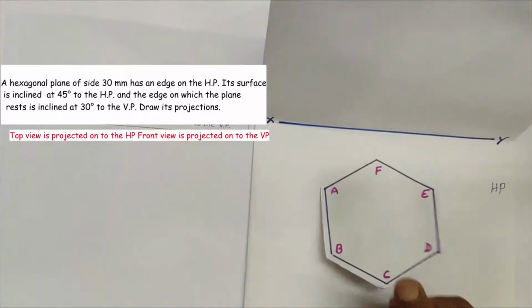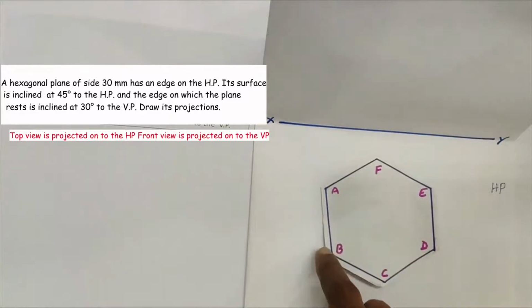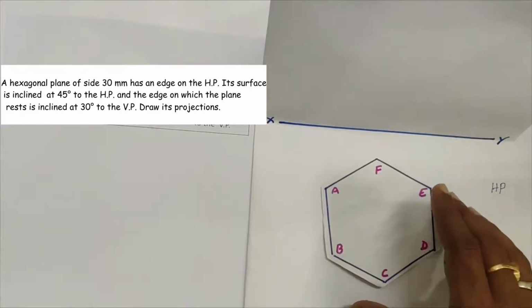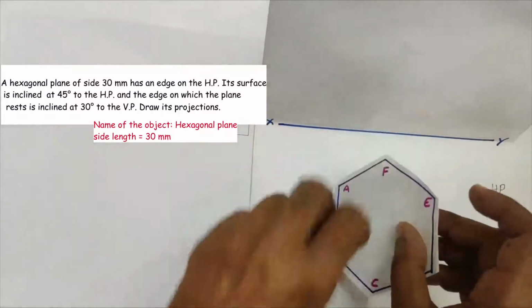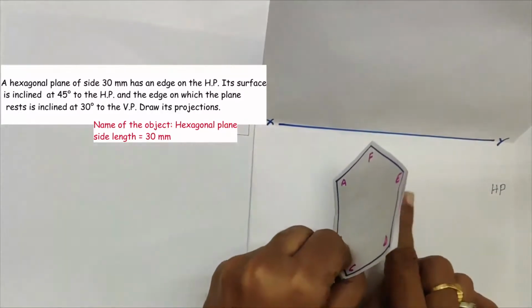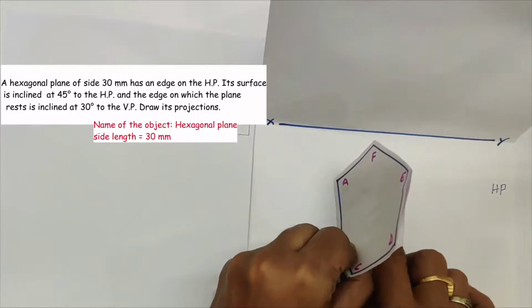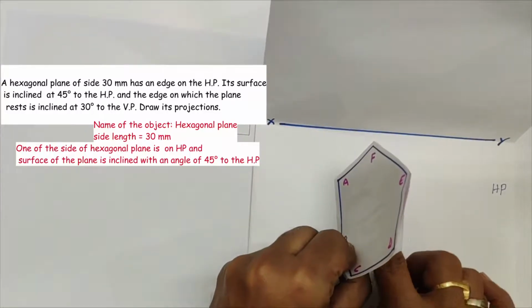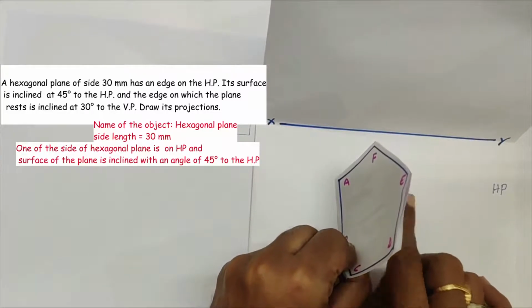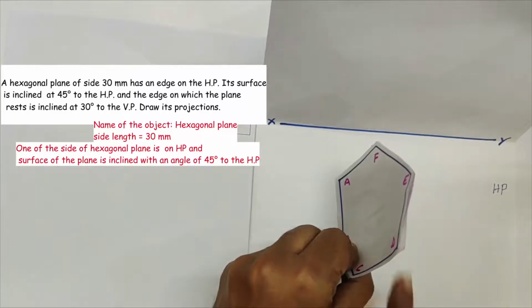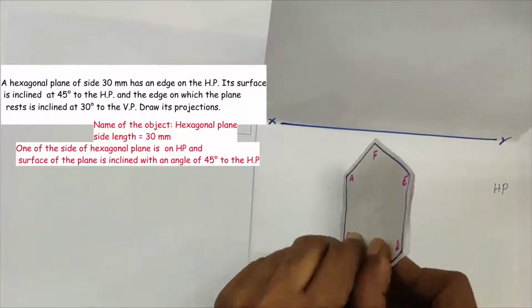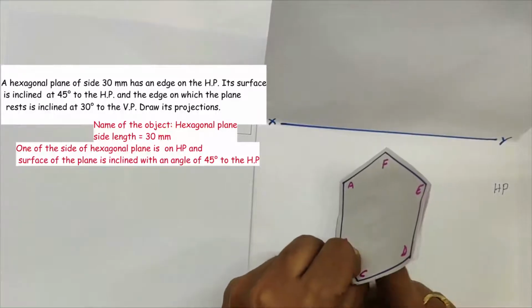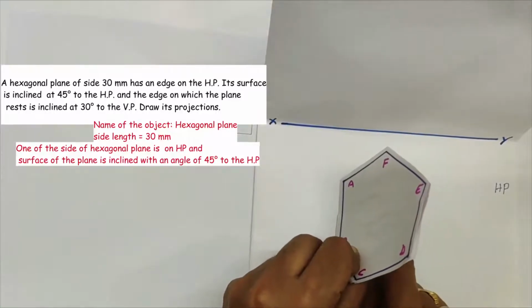This is the hexagonal plane of side length 30 mm resting on one of its sides, say AB, on HP, and its surface is making an angle of 45 degrees to the HP. That is, the inclination with HP is seen in the front view. The inclination of this hexagonal plane with HP is 45 degrees.